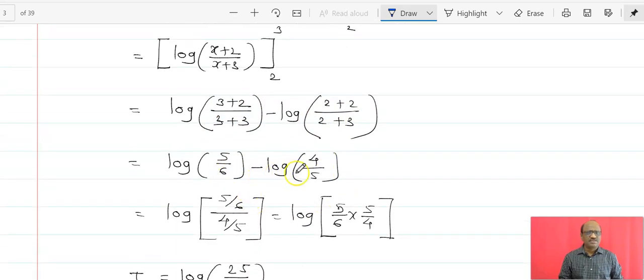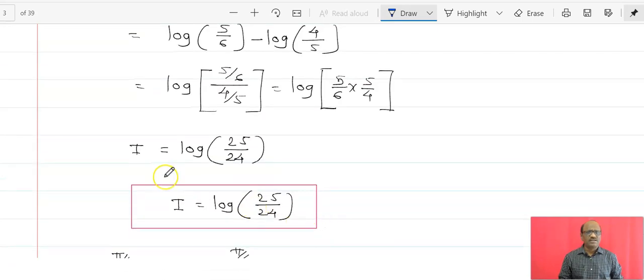Now again there is a minus sign in between them, so by using again the property of the log, log m minus log n is nothing but log of m upon n. That is (5/6)/(4/5), that is 5/6 into 5/4, and you will get I is equal to log of 25/24. Therefore the integral I is equal to log of 25/24.